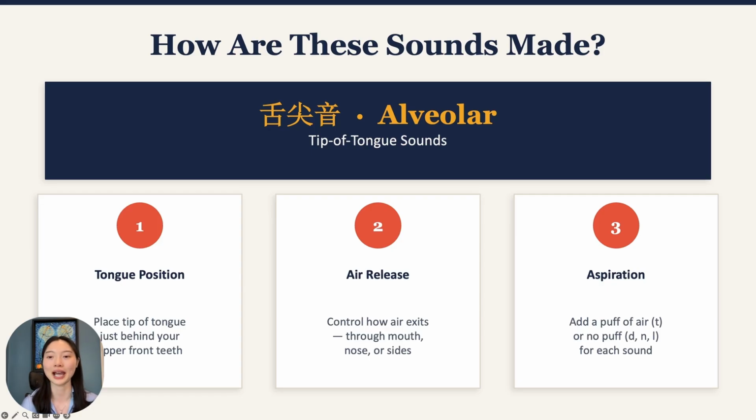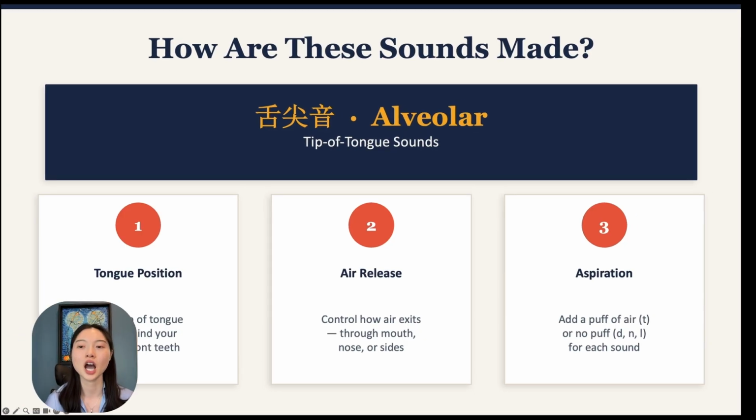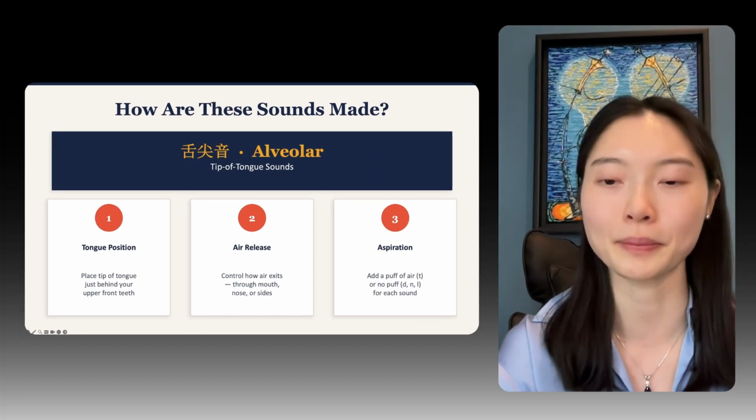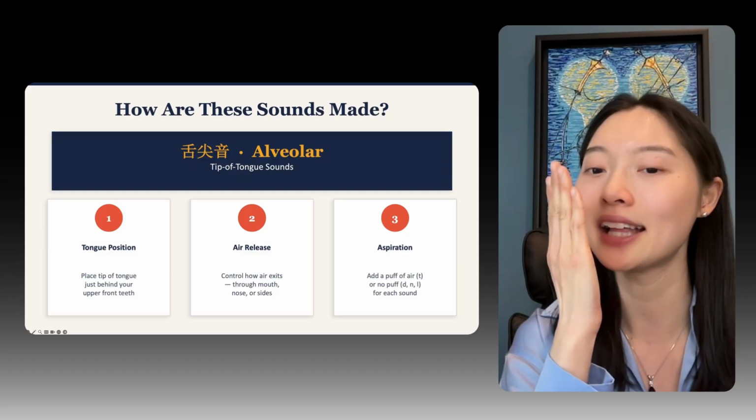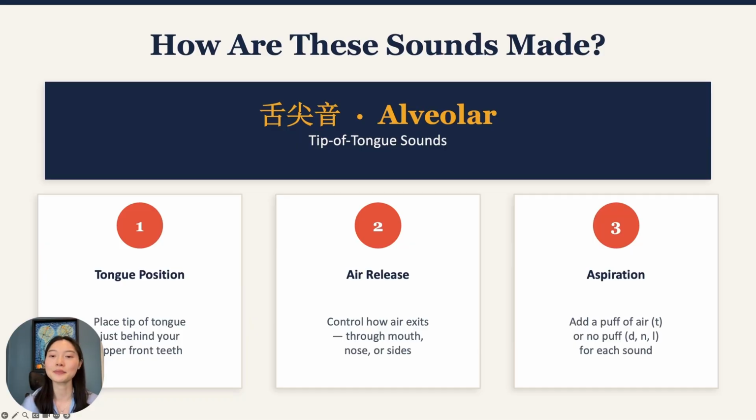Number three, aspiration. This just means puff of air. T has a strong puff. Hold your hand or a piece of paper in front of your mouth and you will feel it. D, no puff at all. Same tongue position, three different air paths, one puff difference. That's the whole system. Let's look at each sound now.